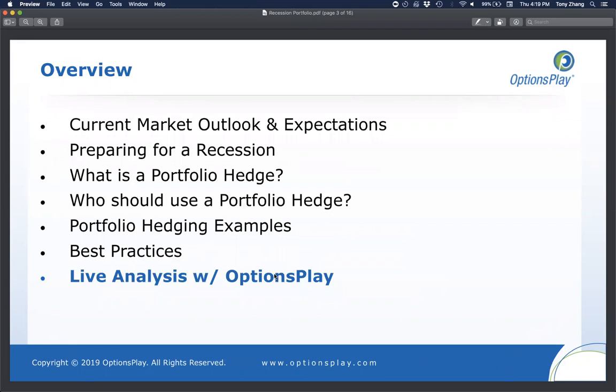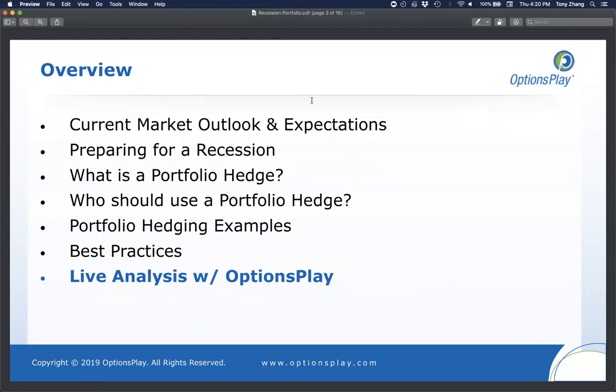So I would say that the sentiment of the room, 3 to 1 no's to yeses, is, in my opinion, the right opinion, and I'll show you why. And for those of you that are not sure, hopefully this helps give you some context as to why we feel that a recession in the next 3 to 6 months is unlikely. So let's go ahead and move on here.